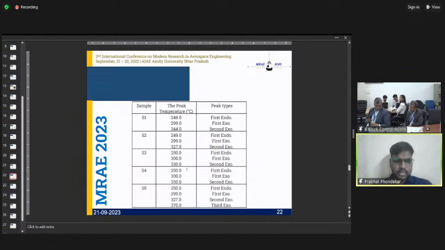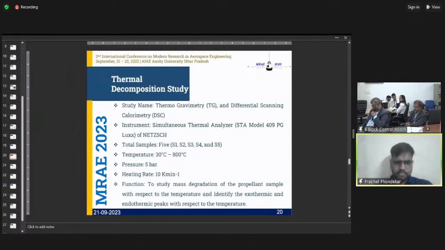Now I'll show you in tabular format sample one, sample two, sample three, and sample four. In these samples we can see only three peaks. The first is endothermic, the second exothermic, and the third exothermic, and all the peaks lie in the same range. But in the last sample we can see an additional peak, and this additional peak is indicating the allophanate linkage.